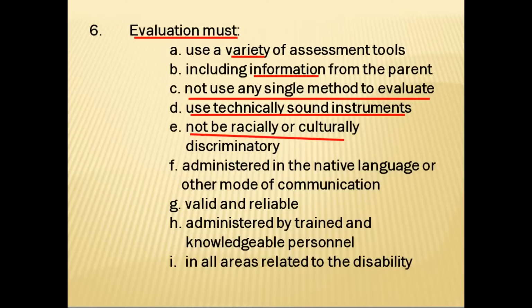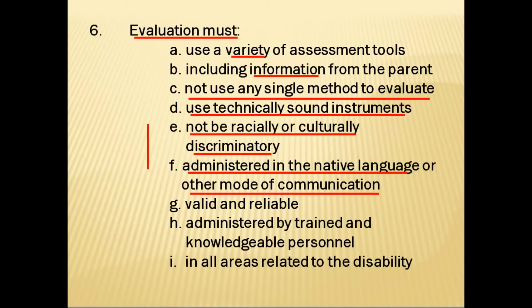The evaluation must not be racially or culturally discriminatory, and must be administered in the native language or other mode of communication, whether that would be sign language or something of that sort. These two requirements were enacted to ensure that we evaluate what the child knows and what the child doesn't know, what the child's abilities are, and where he's running into problems. We don't want to know that they're having problems with the English language, but rather we want to see where they're at developmentally. The test must be valid and reliable, administered by trained and knowledgeable personnel, and it must be in all areas related to the disability.